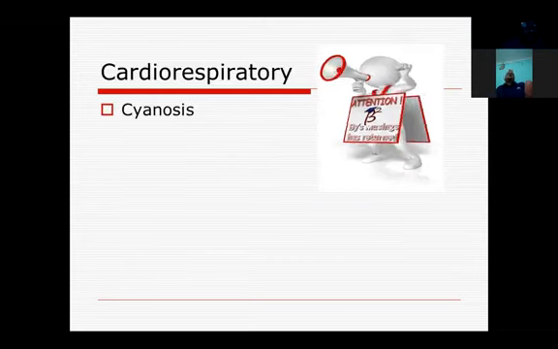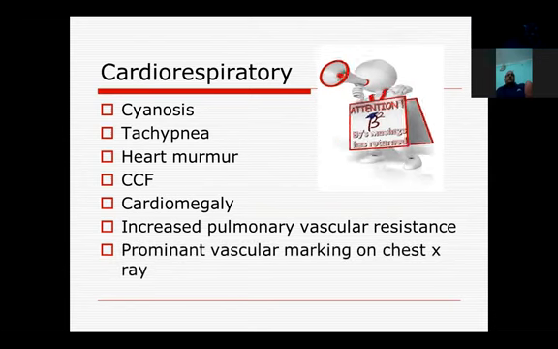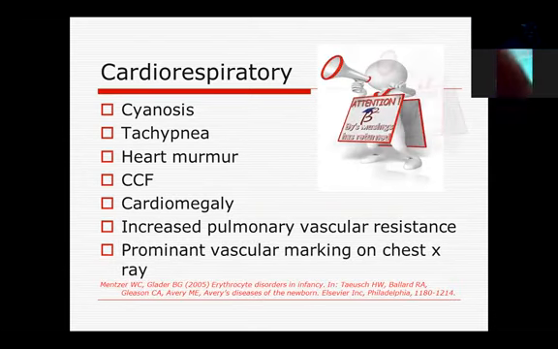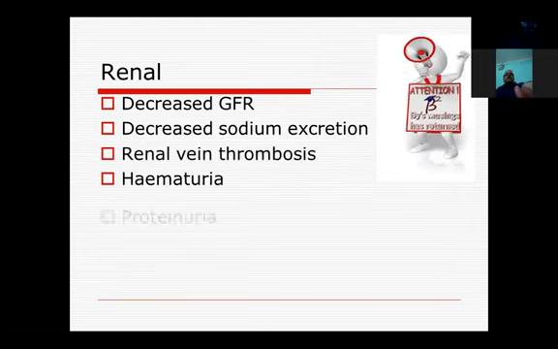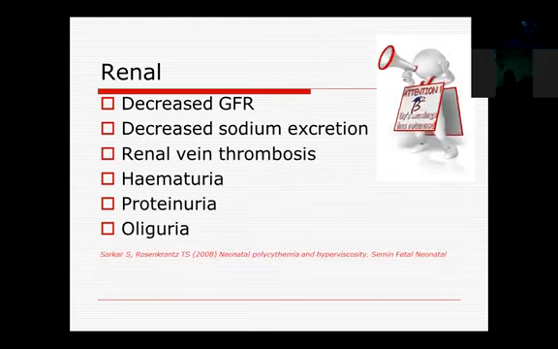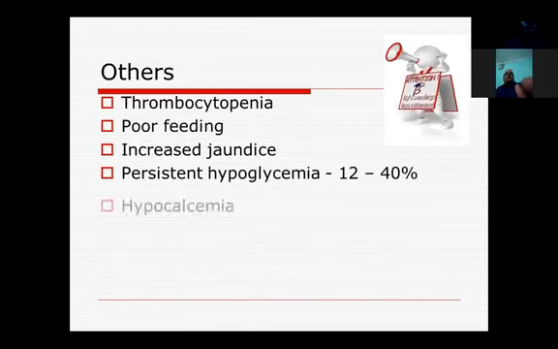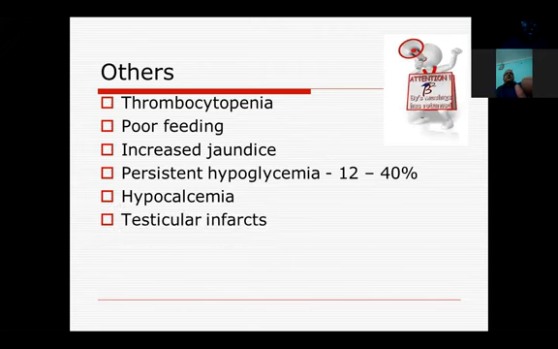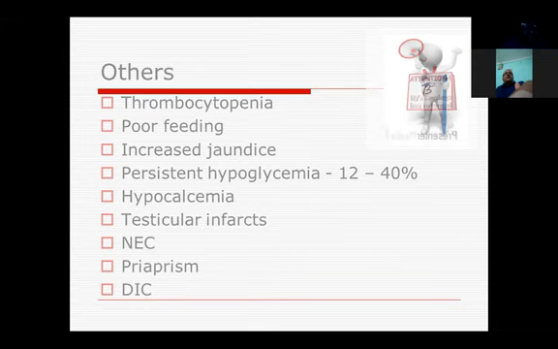So what are the cardiorespiratory problems? They present with cyanosis, tachypnea, heart murmur, CCF, cardiomegaly, increased pulmonary vascular resistance, and prominent vascular markings on chest. Renal, they present with decreased GFR, decreased sodium excretion, renal vein thrombosis, hematuria, proteinuria, oliguria. Others, they present with thrombocytopenia, poor feeding, jaundice, persistent hypoglycemia, hypocalcemia, testicular infarcts, priapism, DIs.